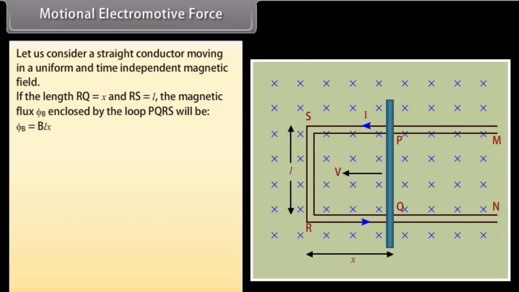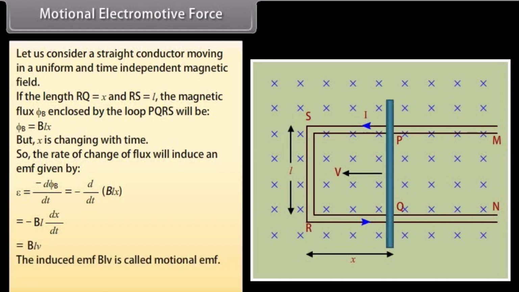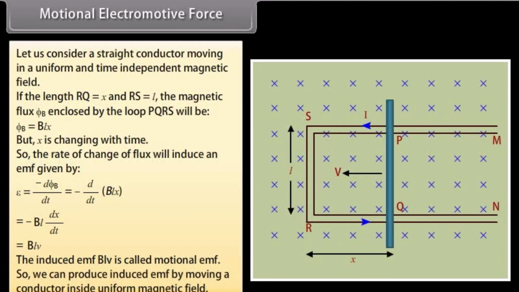If the length RQ is x and RS is L, the magnetic flux phi B enclosed by the loop PQRS is equal to BLx, but x is changing with time. So the rate of change of flux will induce an EMF given by minus differentiation of BLx with respect to time, which is equal to BLv. The induced EMF BLv is called motional EMF. So we can produce induced EMF by moving a conductor inside a uniform magnetic field.